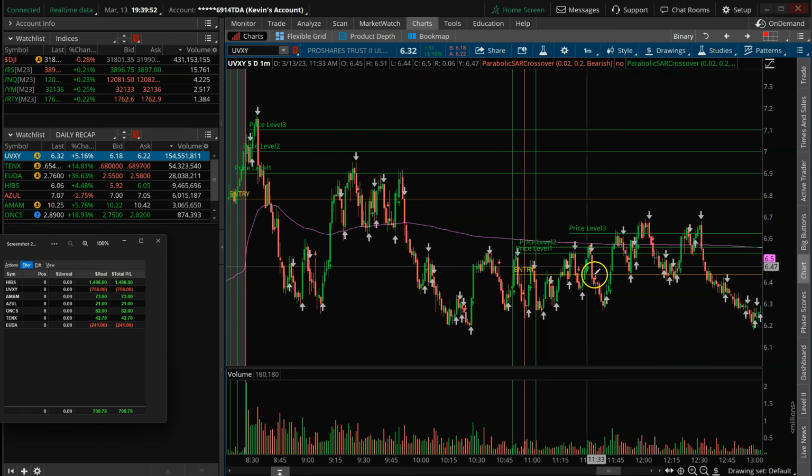I did have some other trades that I scalped. I didn't hold them very long. I did take a loss on EUDA. EUDA would have been a really nice trade, but after I got hit with UVXY, markets were really choppy, and I didn't want to hold it too long. If I had, I probably would have done okay because it did hit several levels, but I took my loss because I was still having a decent day. I also did a little bit of AMAM, which I've been trading for the last few weeks. I like AMAM, it's been heating up, so I pulled a little bit out of that. Pulled a little bit out of AZUL, ONCS, and TENX.